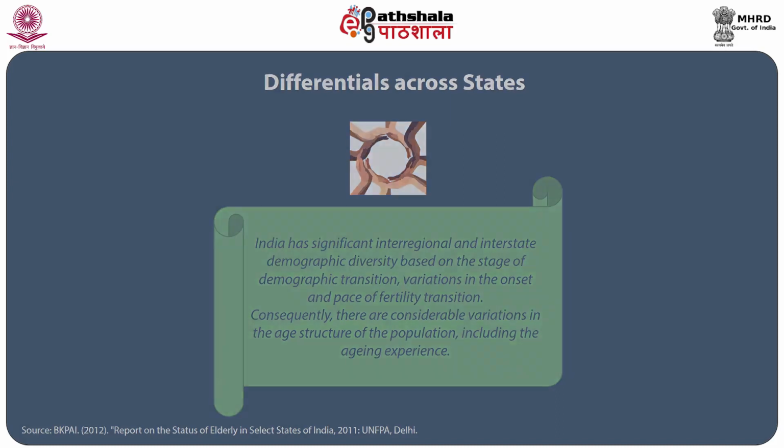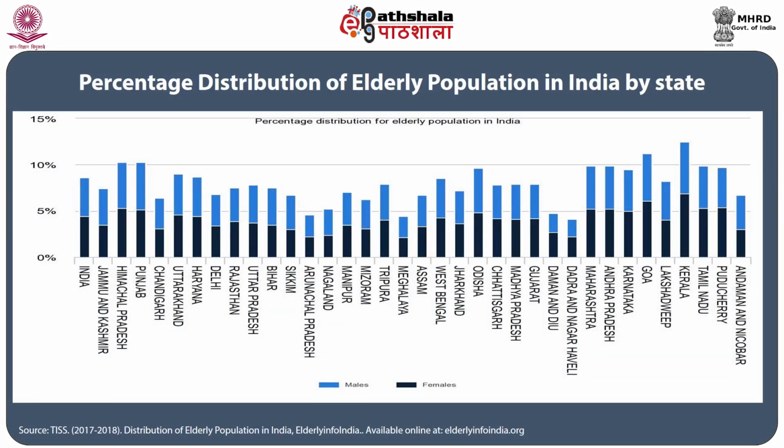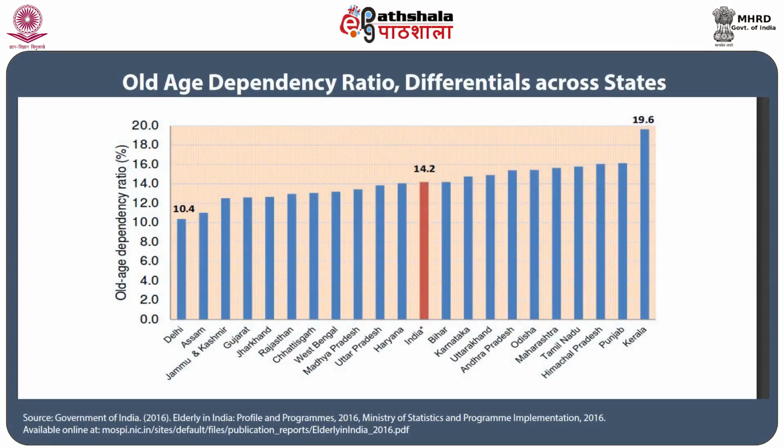For instance, the southern states are the front runners in population aging, along with Himachal Pradesh, Maharashtra, Odisha and Punjab. The central and northern states such as Uttar Pradesh, Rajasthan, Madhya Pradesh, Bihar, Jharkhand, Chhattisgarh and Uttarakhand have much lower proportions of elderly population. What this clearly indicates, based on the 2011 census, is that the overall old age dependency shows there are over 14 elderly per 100 working age population, with significant variations across states.